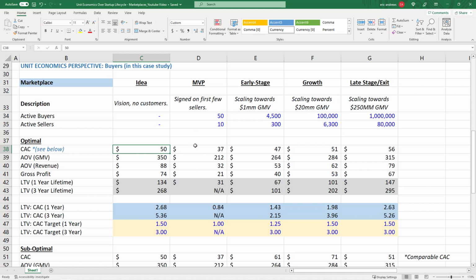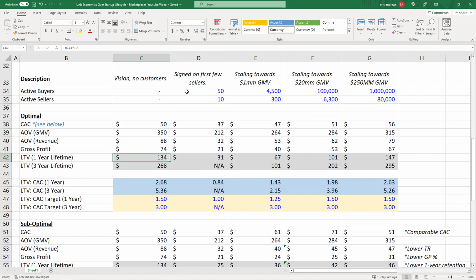And now we move into the MVP. So we see really what happens. We're saying that our average person, we hope, spends $350. The average revenue is 25%. So 25% of the GMV is our take rate. So that's what we bring back as revenue. Gross profit, we're saying, is 85%. Remember, marketplaces are software businesses, so they usually have very, very high gross profit margins, can be 80% plus.